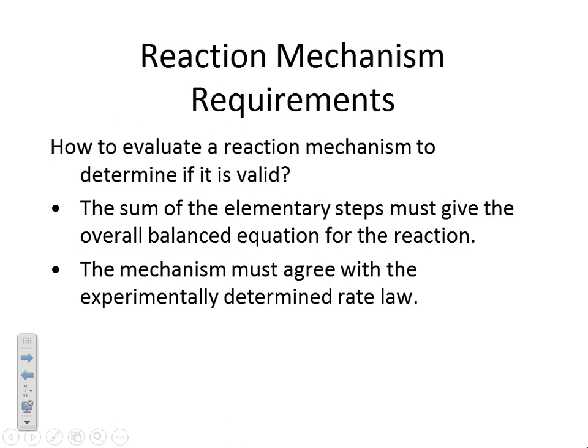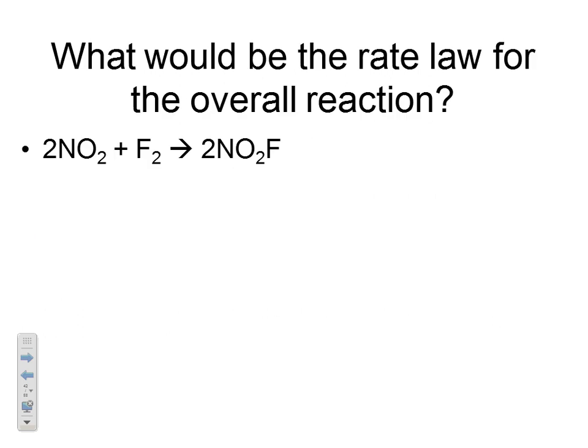How to evaluate if a reaction mechanism is valid. There are two things that will tell you if a proposed reaction mechanism actually fits with a balanced chemical equation, and they're both equally important. Number one, you have to be able to add the individual steps together to get the balanced equation. That has to happen. If your steps do not combine to create the balanced chemical equation, then it's not a valid mechanism. But number two, the mechanism must agree with the experimentally determined rate law, meaning the rate law of the slow step of the mechanism must be the same as the rate law for the overall balanced equation. So those two things have to happen: the steps have to add together to create the balanced equation, and the rate law of the slow step has to be the same as the rate law of the overall balanced equation.